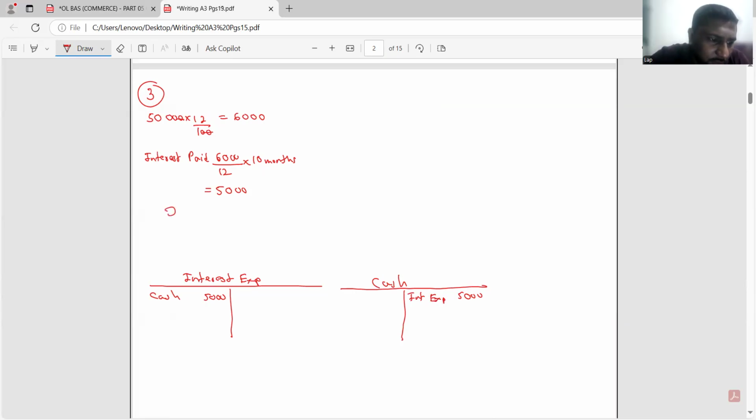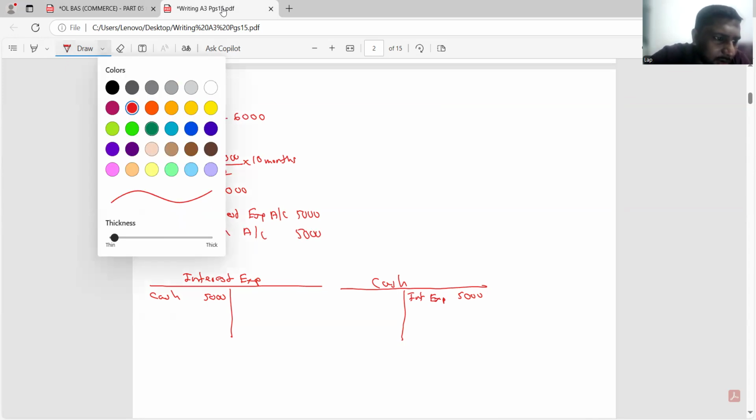So what did we do? Debited the interest expense account 5,000. Credited the cash account 5,000. Don't write yet. Now let's move to the most important part.